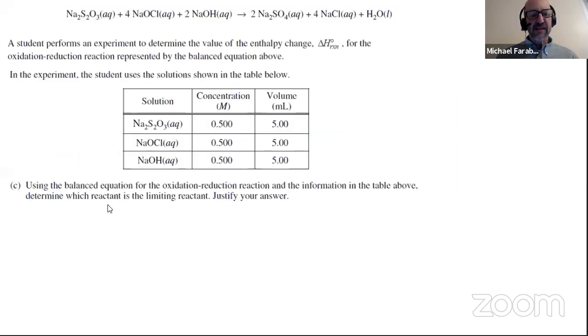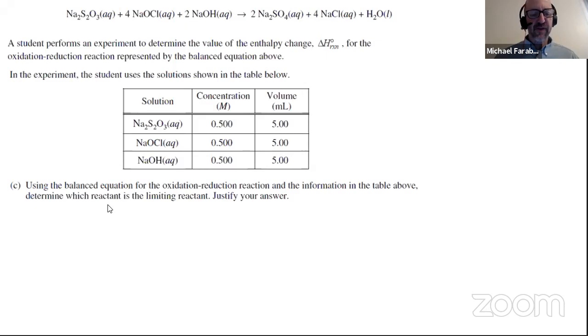All right, we are given a balanced chemical equation. At the top, you can see we have Na2S2O3 reacting with NaOCl and also reacting with NaOH, and the coefficients from left to right are 1, 4, and 2. A student performs an experiment to determine the value of enthalpy change for the oxidation reduction reaction represented by the balanced equation above. In the experiment, the student uses the solutions shown in the table below. And as you can see, we have 5.00 milliliters of a 0.500 molar solution for all 3 reactants.